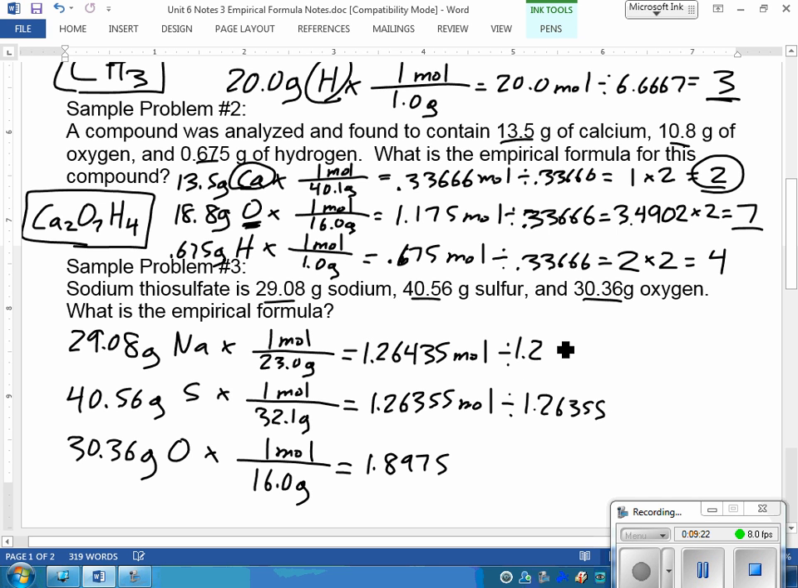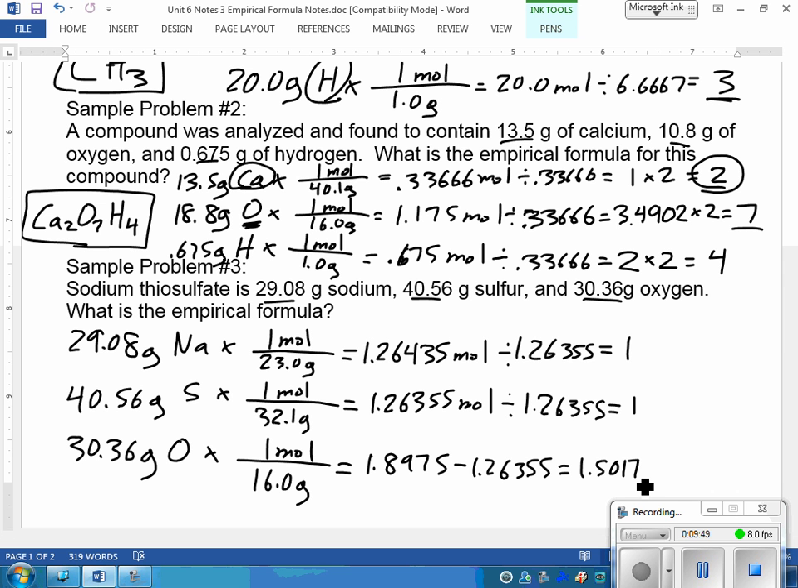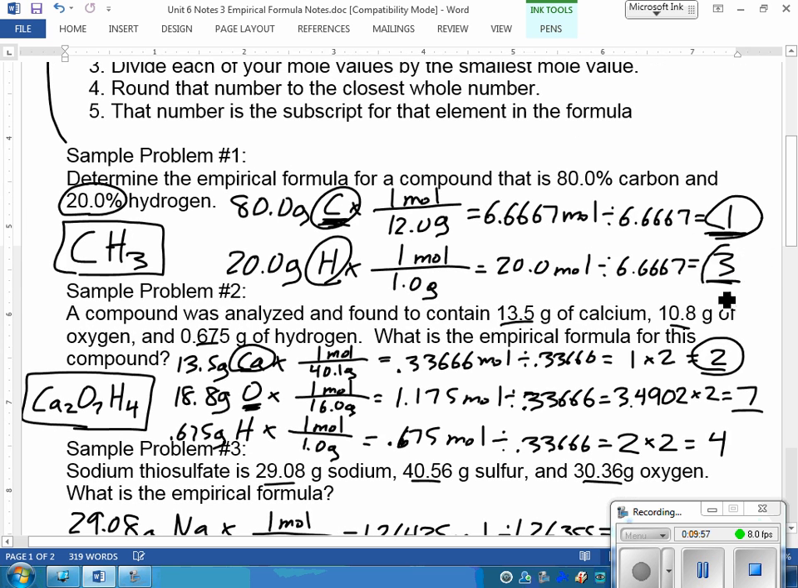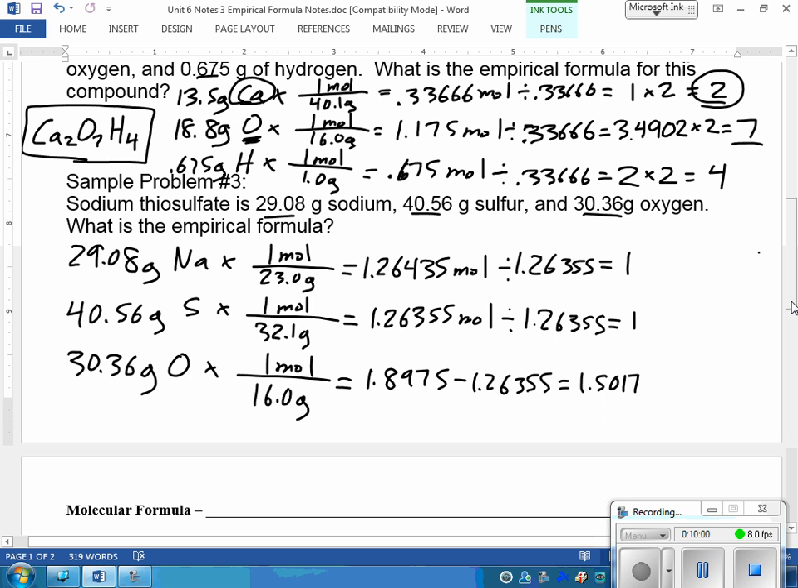So when we divide by the smallest one, which basically these two are equal, 1.26355, 1.26355, right? Those are both obviously going to come out to be 1, basically. And divide this by 1.26355. That is going to give us 1.5017. Well, again, they have to be in whole number ratios. So what are we going to do? Because everything isn't in a whole number ratio, nice and clean like it was in number 1, right, where it just came out to be 1 and 3, we've got to get them to whole number ratios.